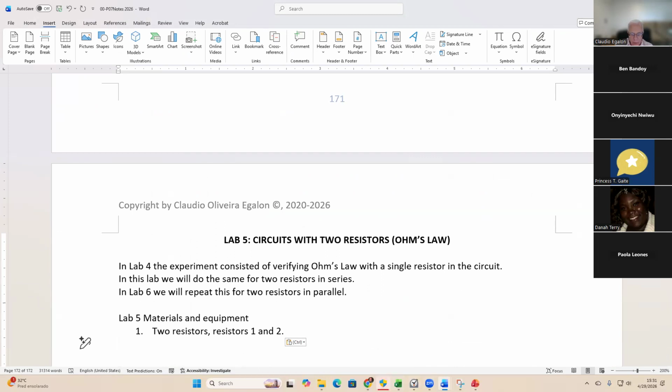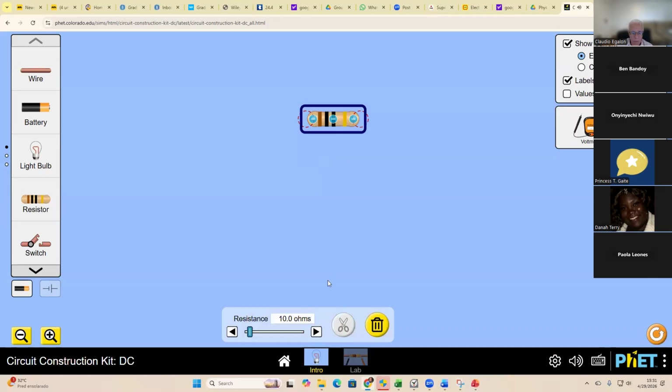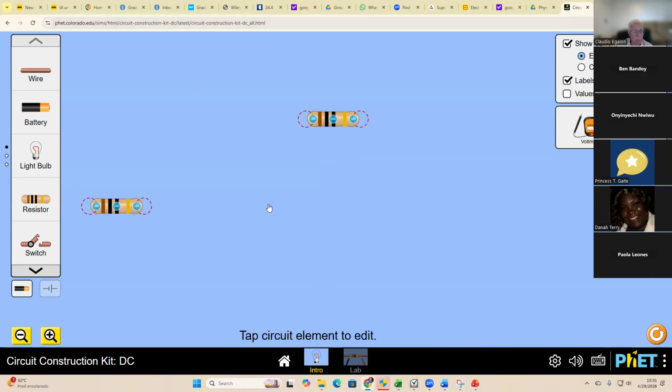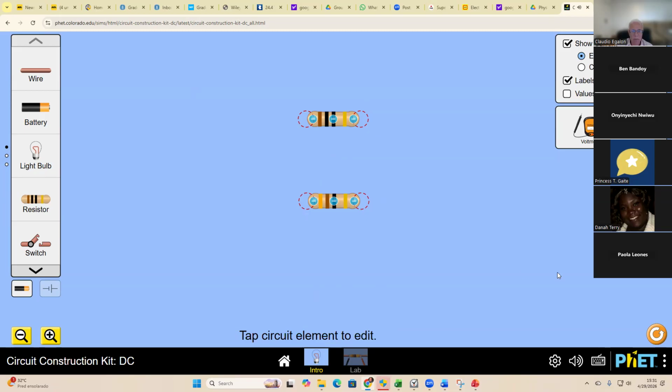I'm going to go to the simulation here and get two resistors. I want two different resistors. One, let's see, this one that has 10 ohms, right? And let me get this one, let's put it at 20 ohms. Whatever, 31 ohms.